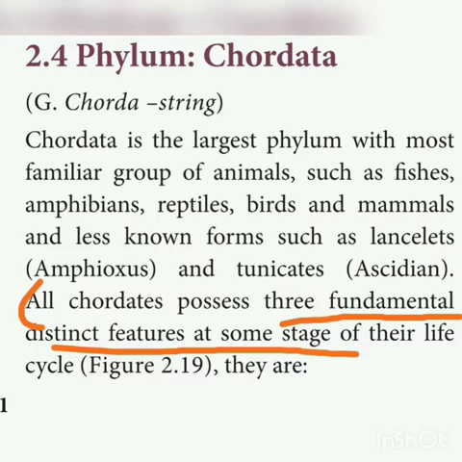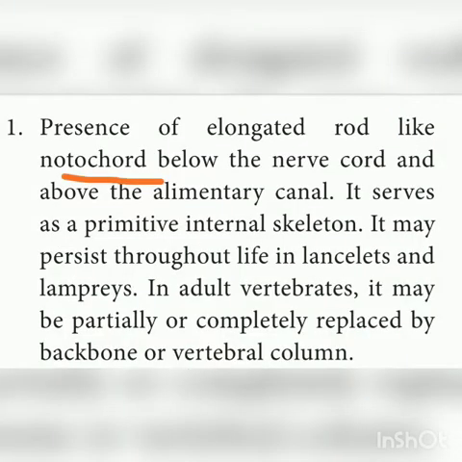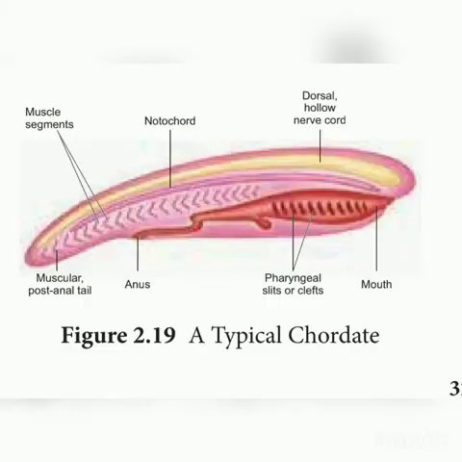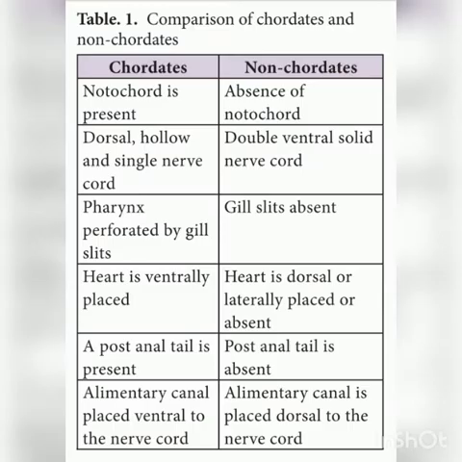Phylum Chordata, the general characters of chordates is a very, very important 5-mark question. So you have to read and write. For phylum Chordata, you put the side headings: presence of notochord, and presence of pharyngeal gill slits, and then you explain. You have to draw a diagram also. Next one, the difference between chordates and non-chordates is also very important.